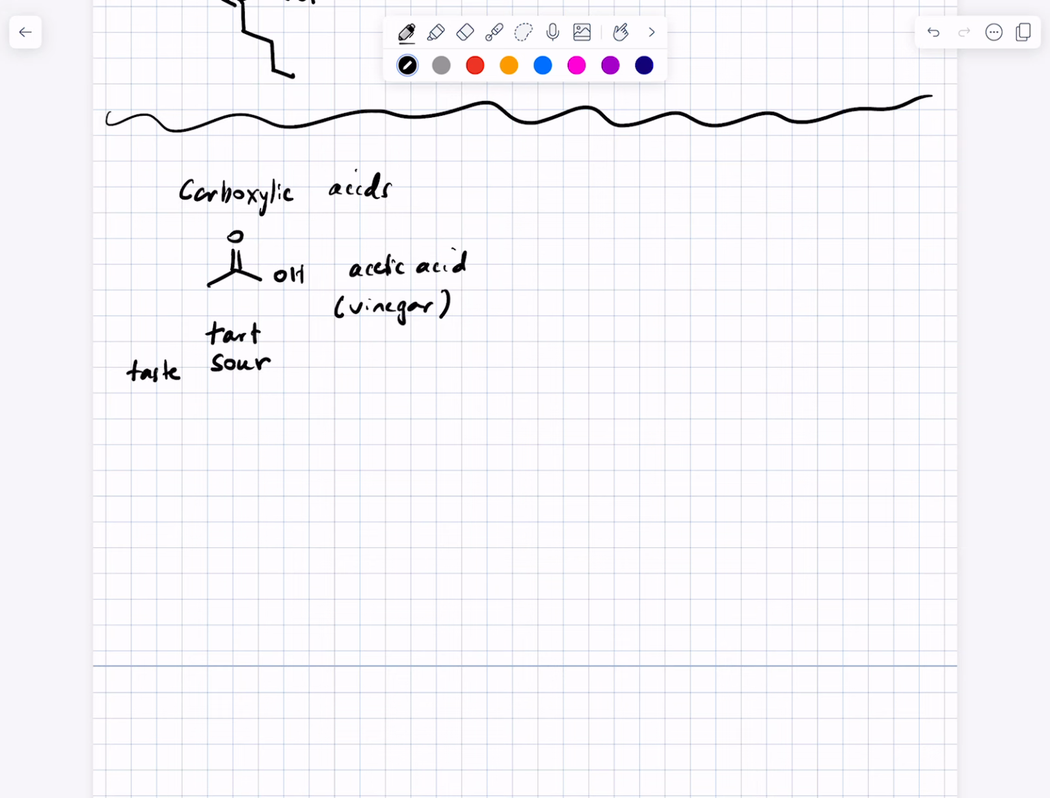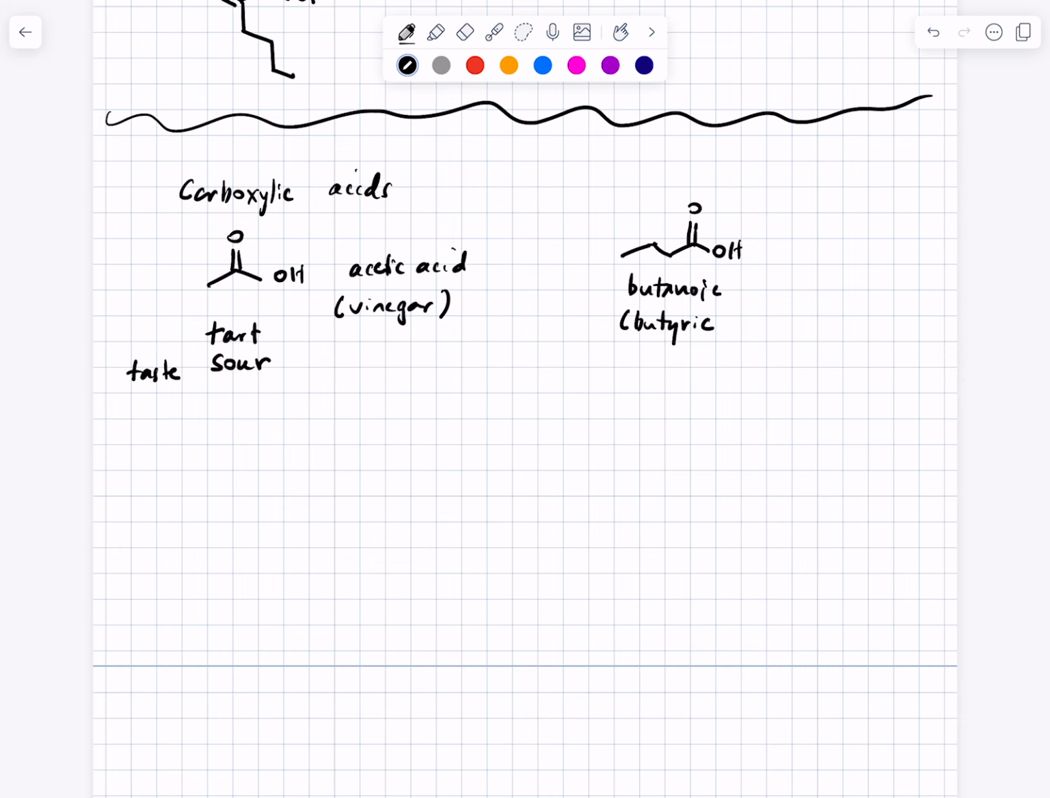Depending on the length of the carbon chain, the carboxylic acids can smell kind of like vinegar, or they can start to smell stinky. So you put 4 carbons on, and you have something that would technically be called butanoic acid, though most people use the non-standard name.